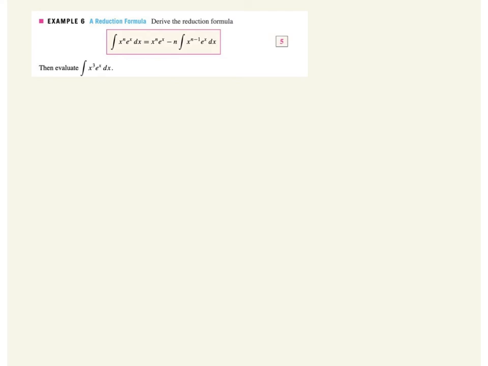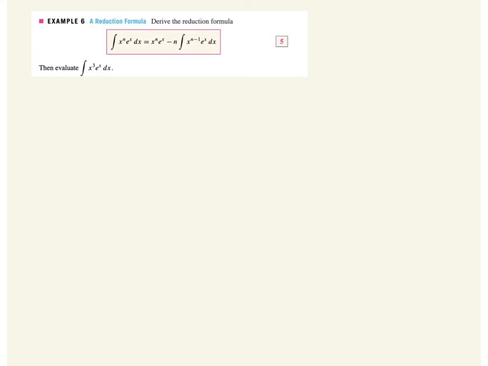But more specifically, if you have x to the n times e to the x, because of the nature of the repetitiveness of e to the x and the way that x to the n with power rule works out, the integral of x to the n e to the x dx will always antiderive to x to the n e to the x minus n times the integral of x to the n minus 1 e to the x dx. Right, and we're going to evaluate this specifically using integral of x cubed e to the x dx.